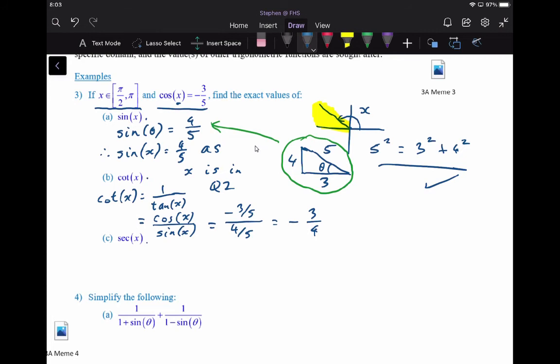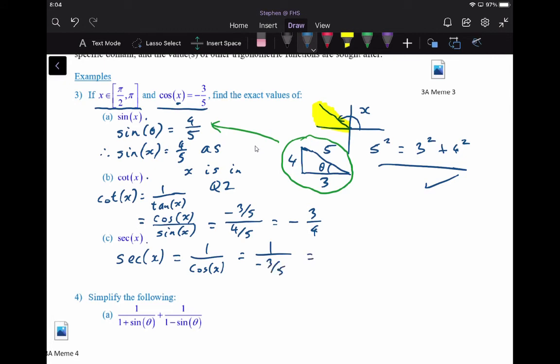Finally, let's go to sec of x. So sec of x is going to equal 1 over cos. Recall that you want to look at the third letter. So sec is 1 over cos. We know that cos from the original question is negative 3 on 5.